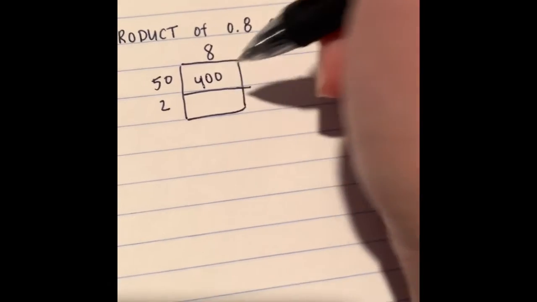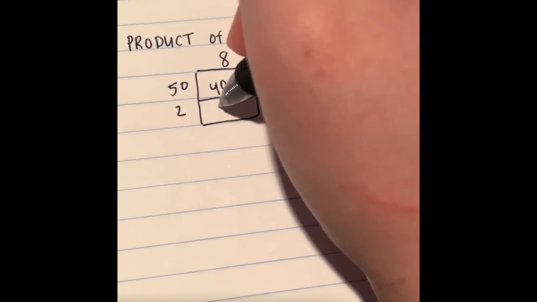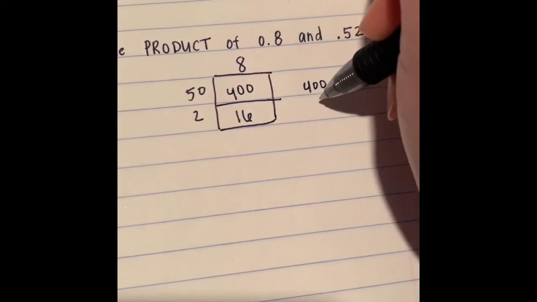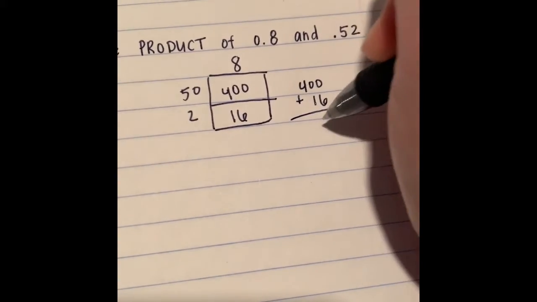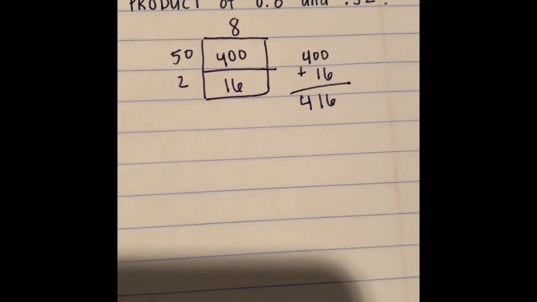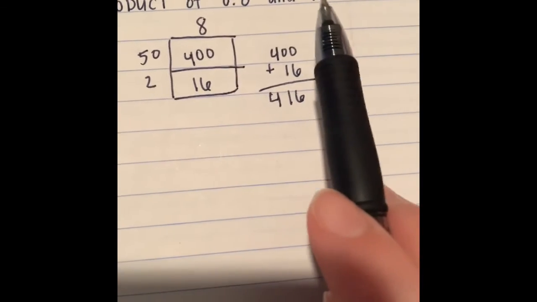And then you add in that extra 0. And then 2 times 8 is 16. So then if you add up 416, you would get the same answer that we got solving it the standard way, which is 416. But remember, are you done? Is this your final answer? No, because we are missing our decimals.